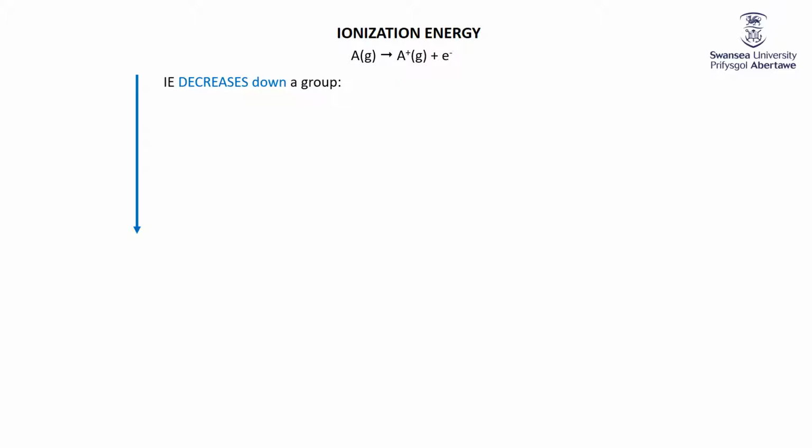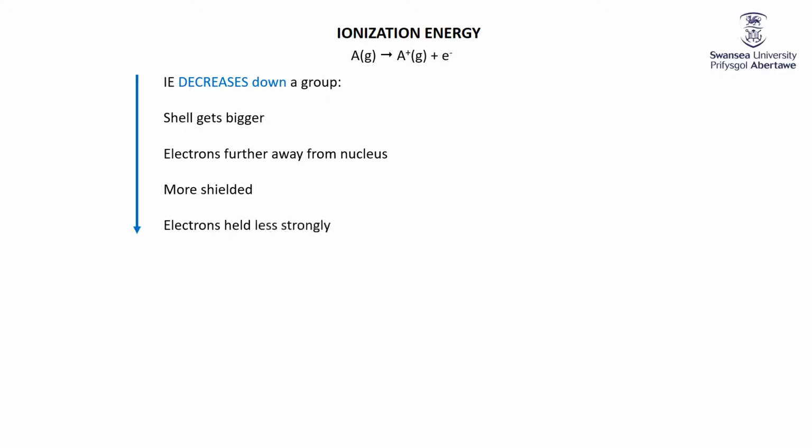Now, ionization energy decreases down a group, and the reason for that is the shell gets bigger, the electrons are further away from the nucleus, and if the electrons are further away from the nucleus, then they're not going to feel that nuclear attraction nearly to the same extent. We can also say they are more shielded by the other electrons between that outermost electron, that's the one that's going to be removed, and the nucleus, and so the electrons are held less strongly.